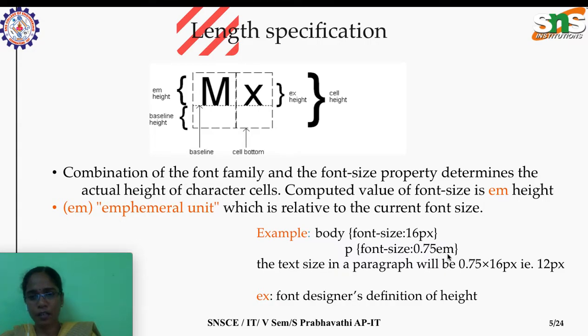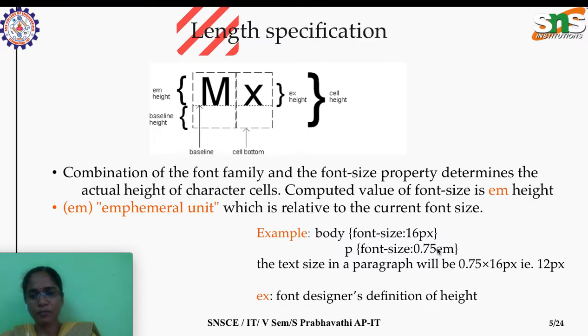It is related to its parent value. The parent value is 16 pixels, and out of 16 pixels take only three-quarters of it. That's the meaning of EM. So 0.75 times 16 is 12 pixels, which is the size of the paragraph font. The font size of the paragraph is 12 pixels. So here is the meaning of EM.